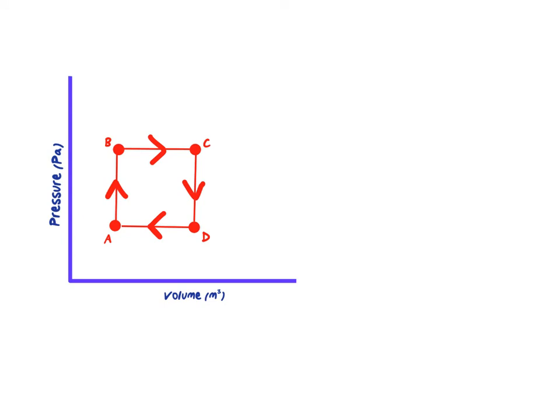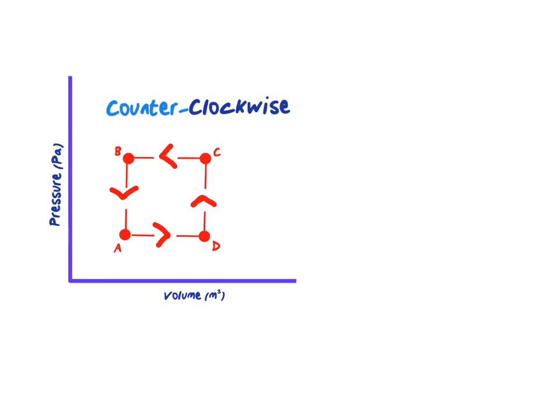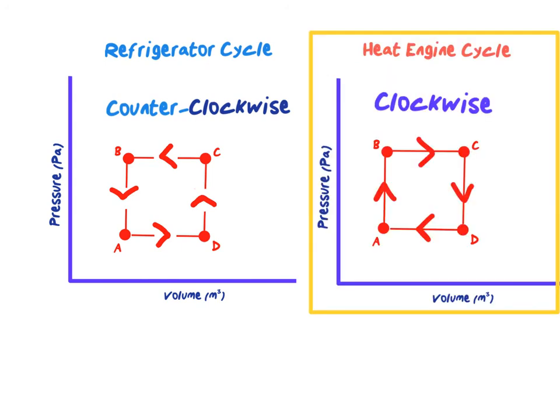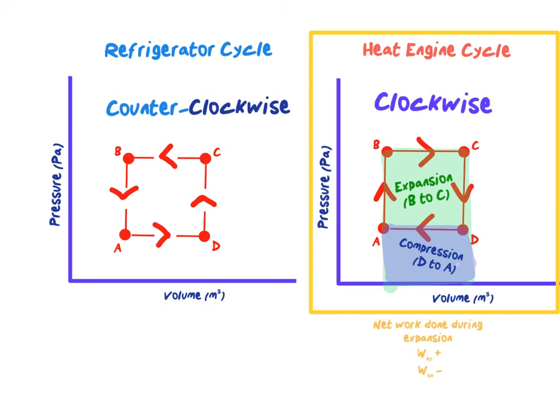So far you might have noticed that all the arrows point clockwise in the example that we've been through in this video. But in fact, the arrows can also point counterclockwise. And when they do, it is no longer a heat engine, but actually the reciprocal, which is a refrigerator or a heat pump. Its main goal is to extract heat from the system. Considering the PV diagram, we see that more work was done during an expansion than during the compression. Therefore we had a net amount of work done by the gas that was positive and a net amount of work done on the gas that was negative.